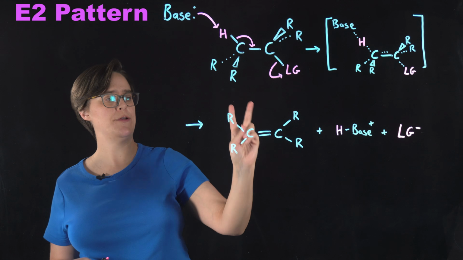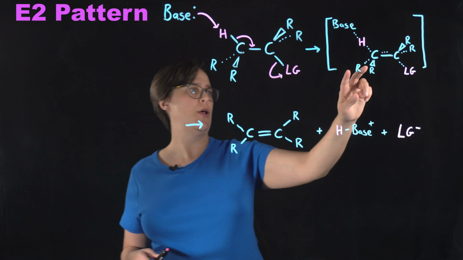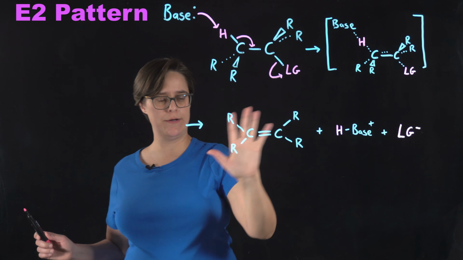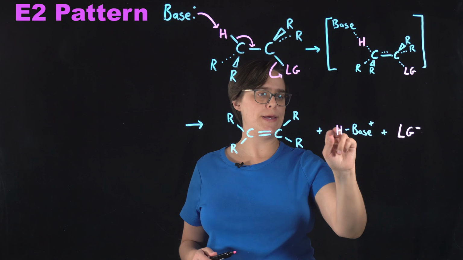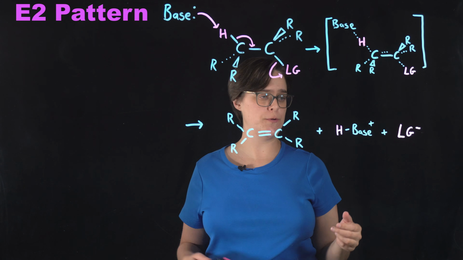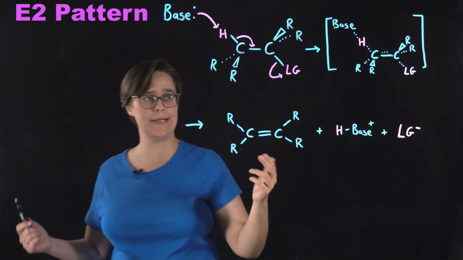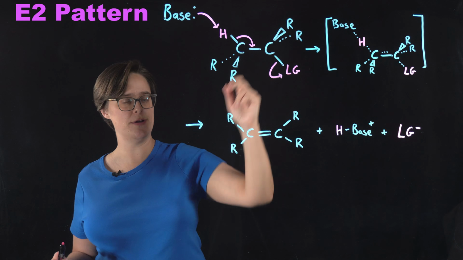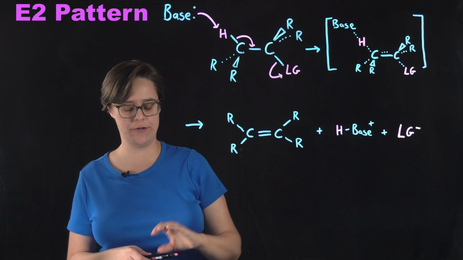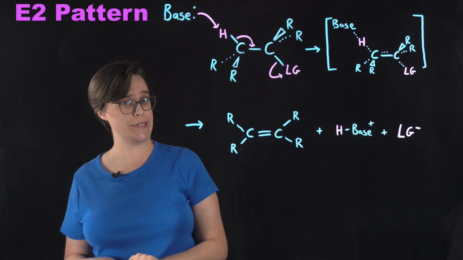And here we go. We have a new carbon-carbon double bond. Whatever these 4 R groups are stays the same. Our base now has a proton attached to it, and our leaving group has left with the electrons in this bond, hence the negative charge. Let's switch to a real example.